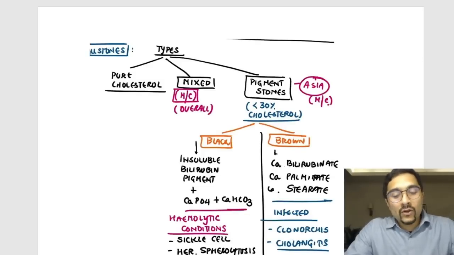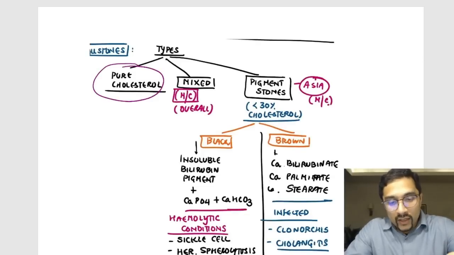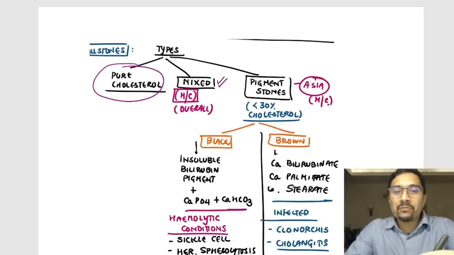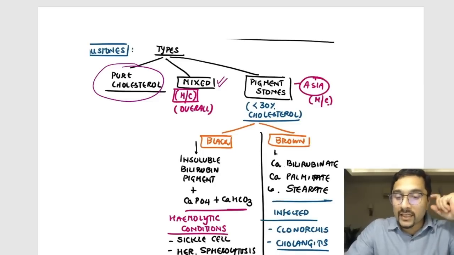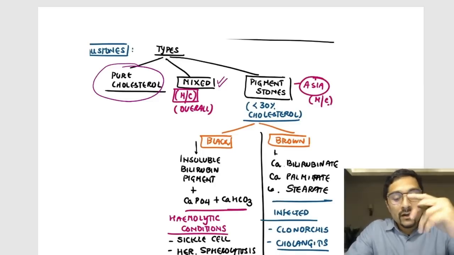Now, normally gallstones can be pure cholesterol stones, which are rare and usually solitary. Mixed stones are the most common overall, and pigment stones are the ones which are most common in Asia. Pigment stones are ones which have less than 30% cholesterol, and these can be of two types. You can either have a black pigment stone or a brown pigment stone.